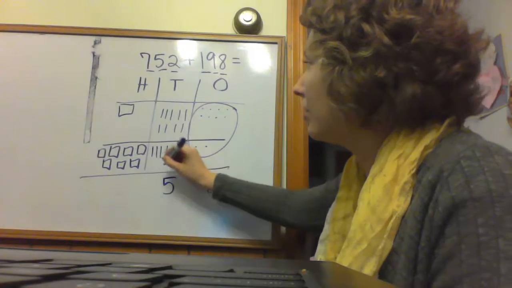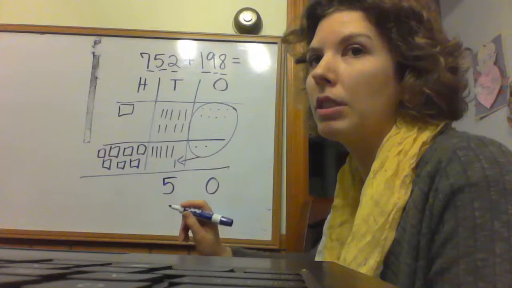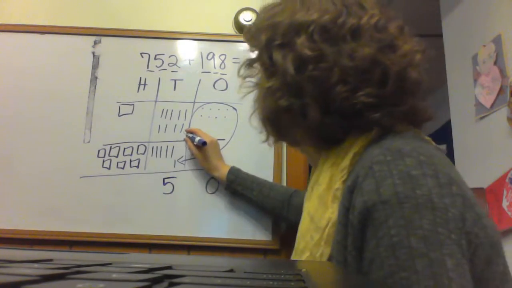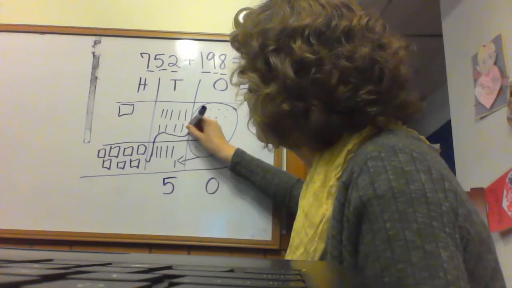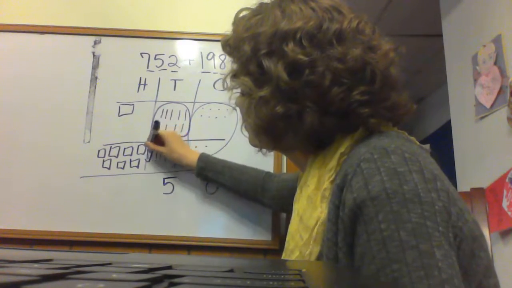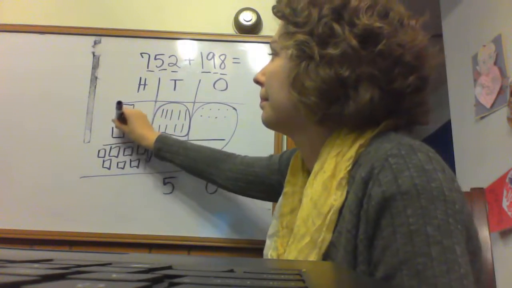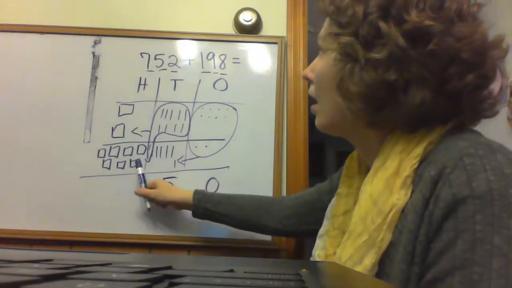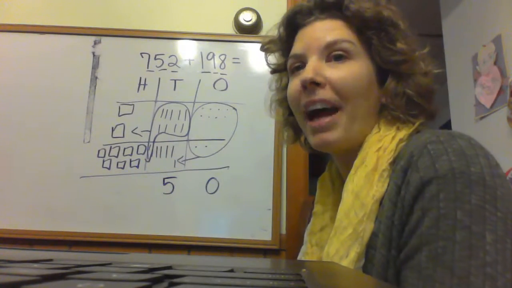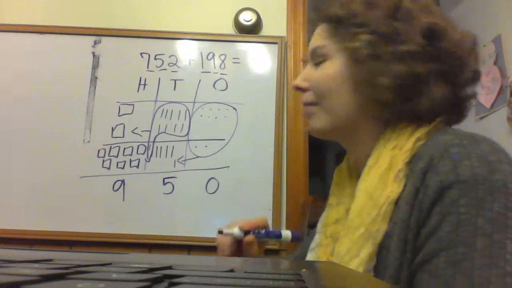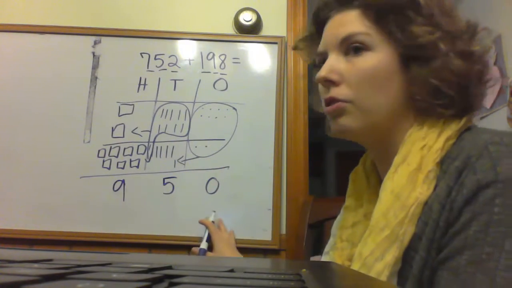So I need to bundle 10 sticks and bundle them up and move them over to make another 100. Okay. I'm going to move it over, make a 100. So now I can just count my 100 pads. And I have my total. Everything's combined, and the answer is 950.